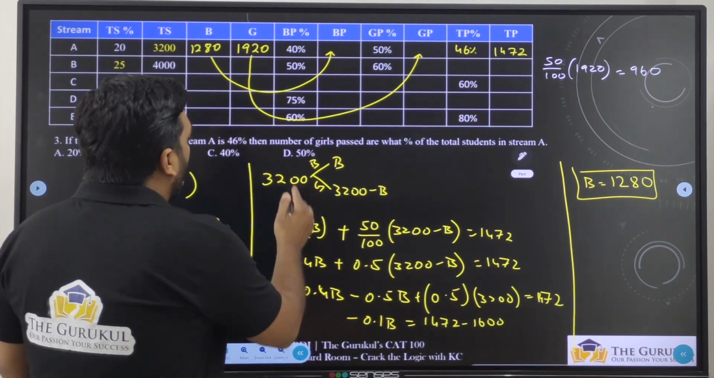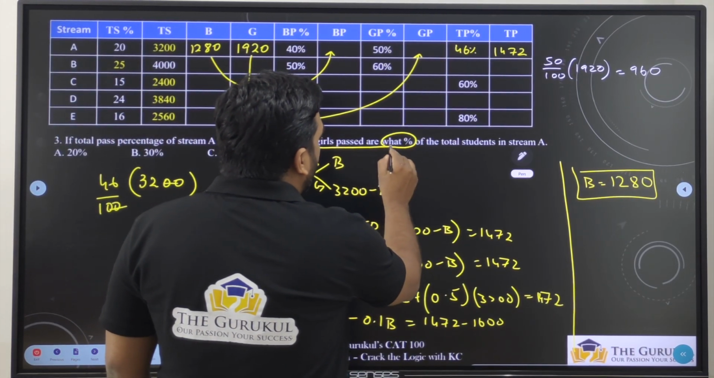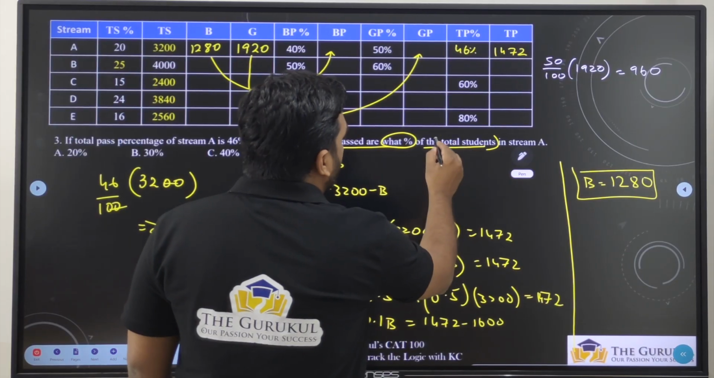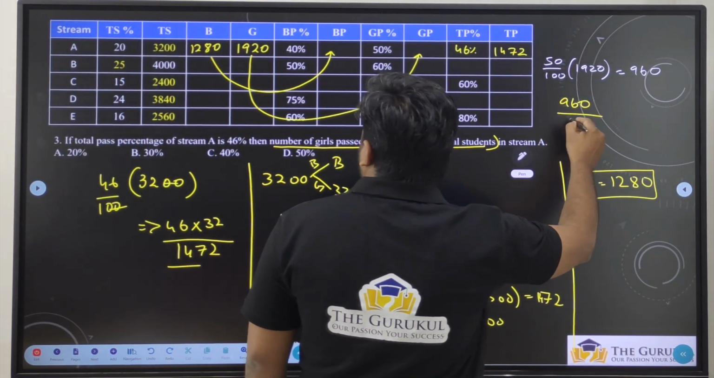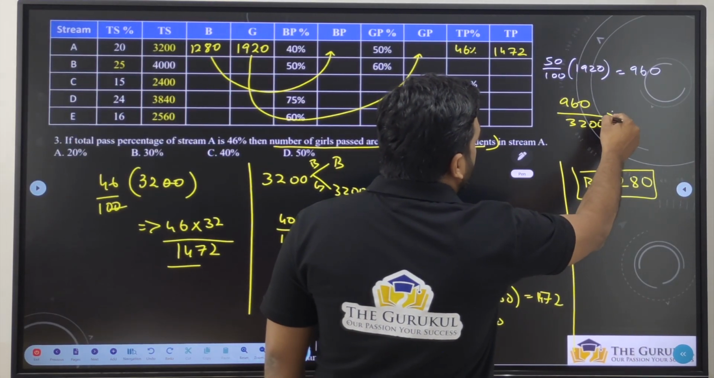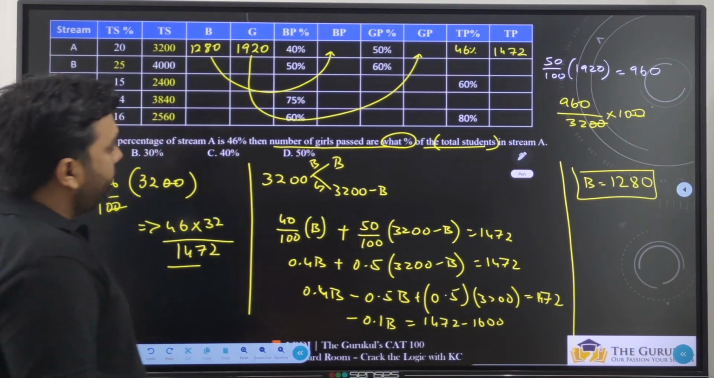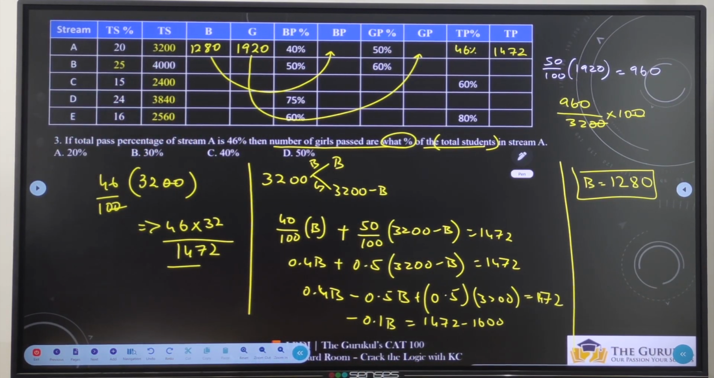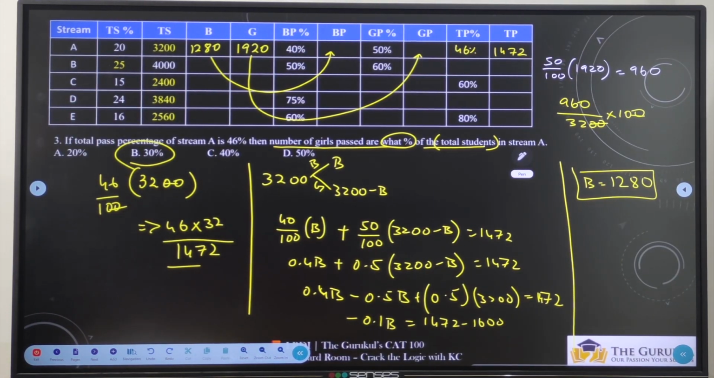What is the question talking about? The number of girls passed are what percentage of the total students in stream A? Girls passed are 960 out of total students in stream A multiplied with 100, which is equal to, perfect, 30%. Option B. Clear?